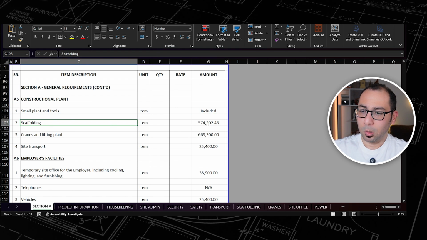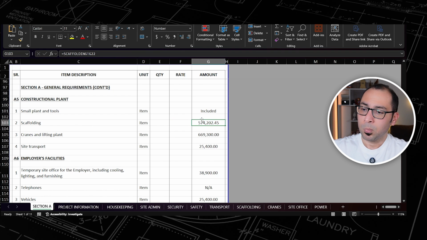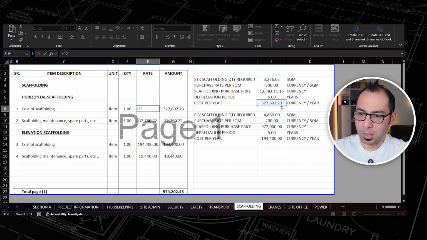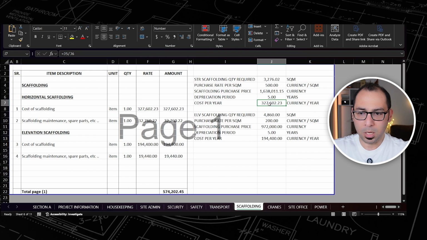Number 2 is the scaffolding, and I have a number here. So how did I estimate the cost of the project scaffolding here? Again, I have scaffolding calculation here. So if we go to the scaffolding calculation, the cost of the scaffolding will be equal to this number, 327. And this number is coming from here. So how did we calculate this number?